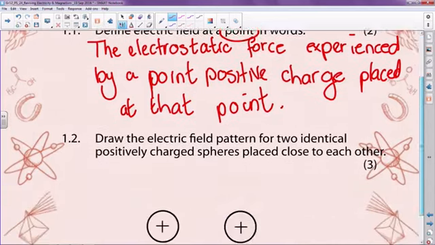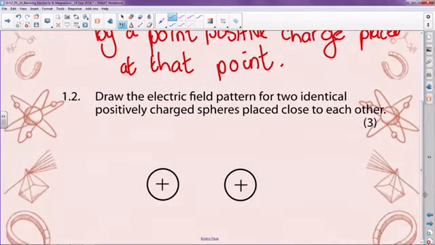Now, it says to us, draw the electric field pattern for two identical positively charged spheres placed close to each other. And I've already got the two charges. Yay, that makes it easier because I can't draw a circle, not a nice one anyway. What we remember here is, first of all, your field lines can't cross. Your field lines are perpendicular to the surface. And of course, with positive charges, they can't meld into each other. So first of all, let's start with the fact that the field's going to go away from the charges.